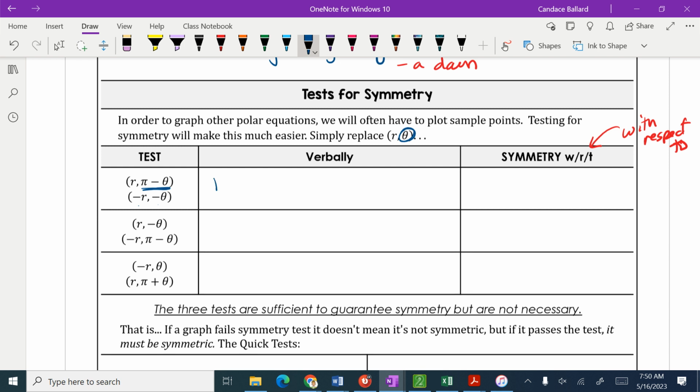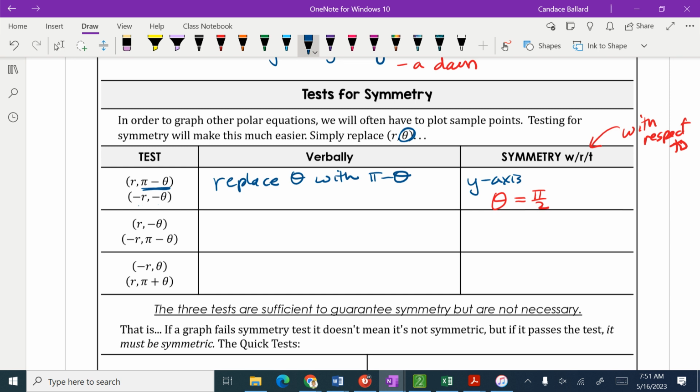So verbally, we would replace theta with pi minus theta. If we end up with negative r and negative theta, we have y-axis symmetry, or symmetry across the line theta equals pi over 2. One of those two things, because they're the same. It depends on if we're in a polar graph or a rectangular graph.